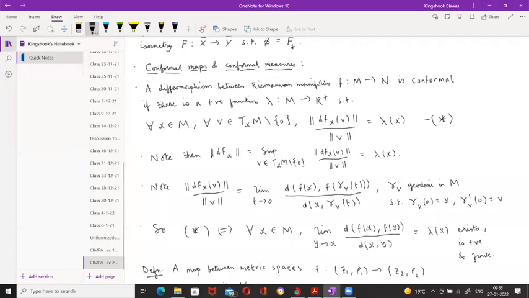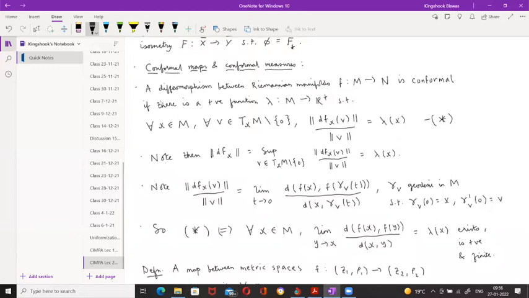So what does this mean? The point is that this ratio is independent of v. In other words, what is this ratio? This is telling you how much f stretches tangent vectors. This is the stretch factor in the direction v. What this means is that the stretch factor is the same in all directions. The stretch factor of df is the same in all directions. So conformal maps, infinitesimally, stretch distances by the same amount in all directions. The point is, this is independent of the direction v at x. Is this clear?